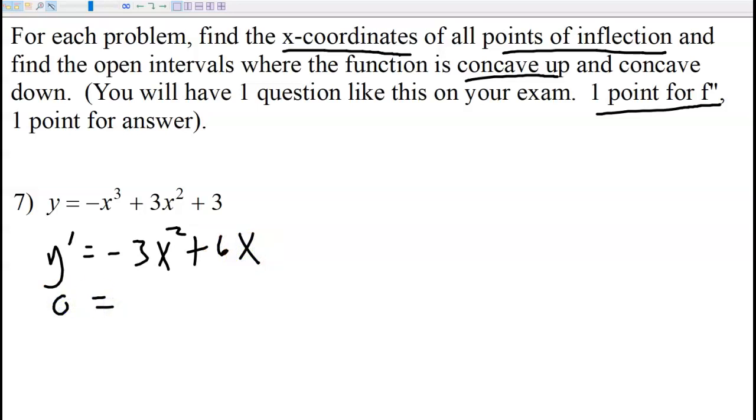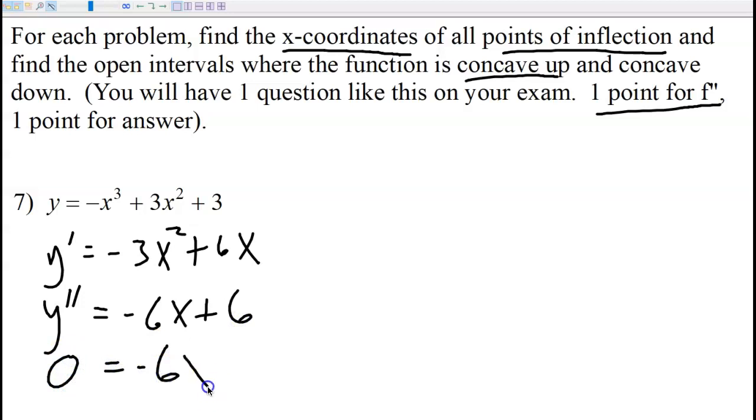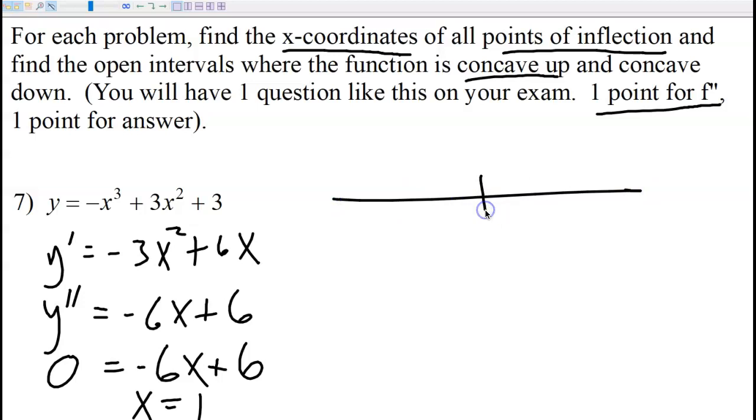No, I'm sorry. We are not going to set that equal to 0. We're actually going to find the second derivative. And we set that equal to 0. Second derivative tells us about the concavity. And when we set that equal to 0 and solve, I'm going to get x equals 1, that's possibly a point of inflection. It's not necessarily a point of inflection. It's only a point of inflection if the concavity changes at that point.